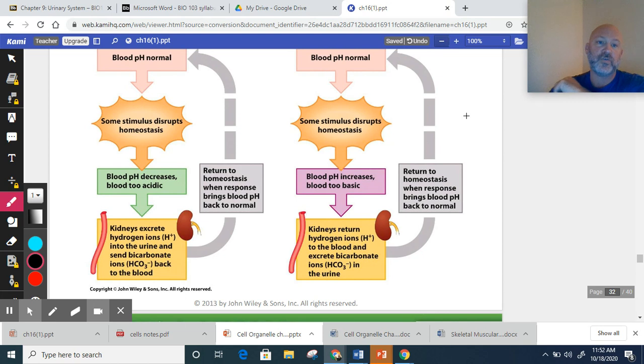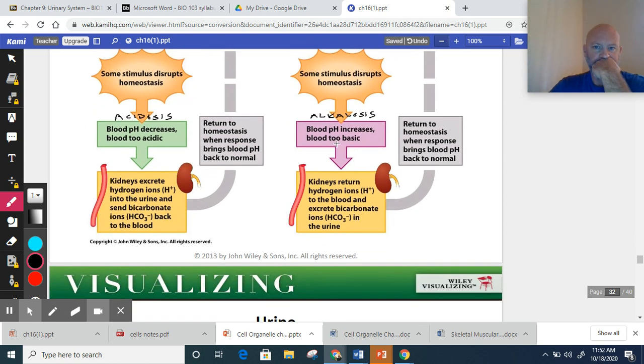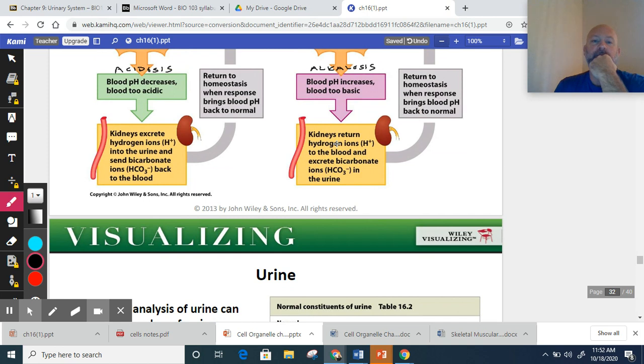So again, this one over here talks about the blood pH decreasing. So this is called acidosis. And then if blood pH increases, it's called alkalosis. And the opposite would happen in both situations. In acidosis, we excrete hydrogen ions and absorb the bicarbonate ions.